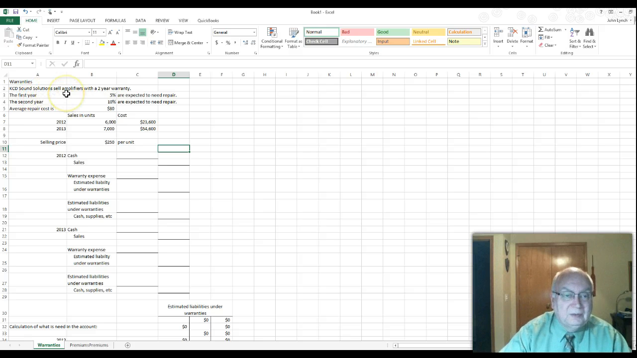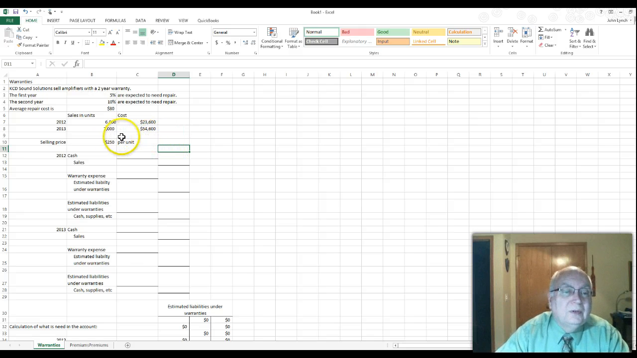In the first year, they're expecting 5% of the sales to come back needing repair. In the second year, they're expecting 10% to come back needing repair. The average repair cost is going to be $80 per amplifier, or per repair.